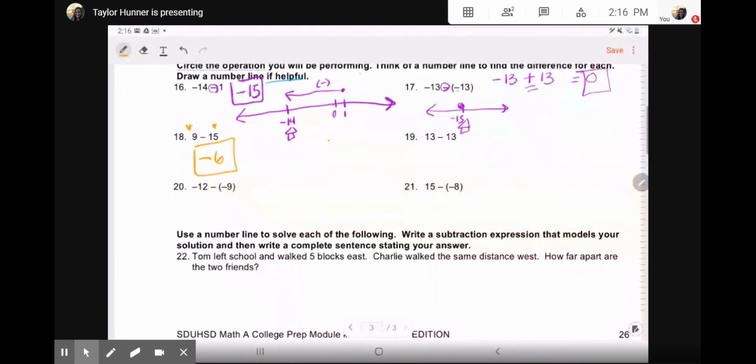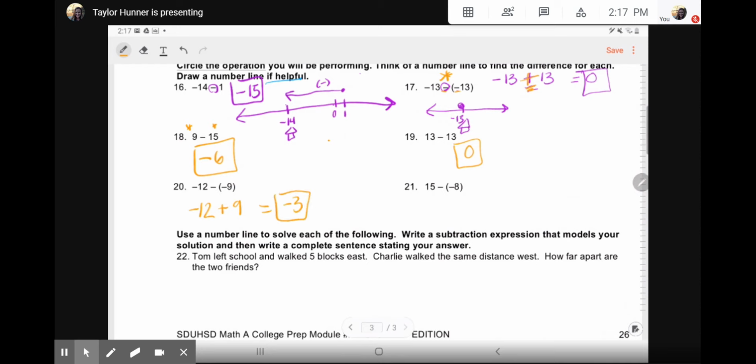13 minus 13. Well, we know that to be 0, because I'm starting at 13, I'm ending at 13, I don't actually go anywhere. Negative 12 minus negative 9. Well, if we look up here, a negative and a negative is going to be like ending up with a positive. That's the same thing down here. So this is going to be like a negative 12 plus a 9. And I have more negative numbers than I do positive. I have negative 12 and I only have positive 9. So I'm going to end up with a negative number, and it's going to be a negative 3.